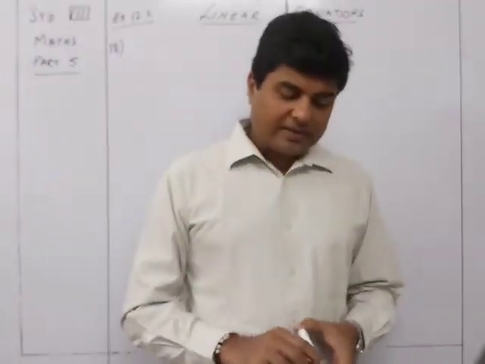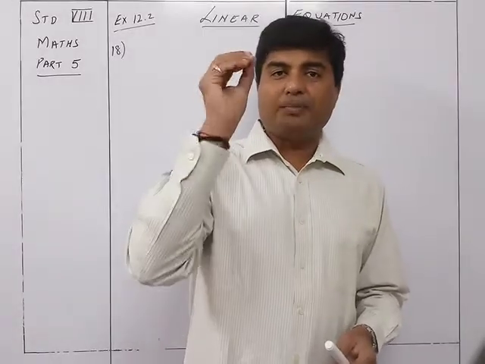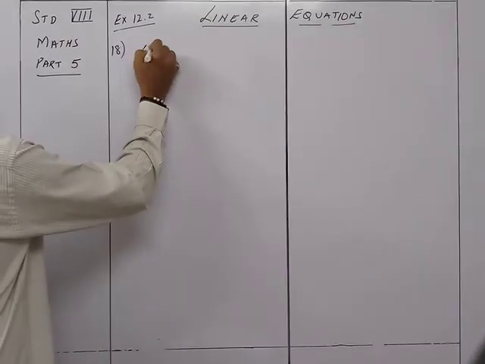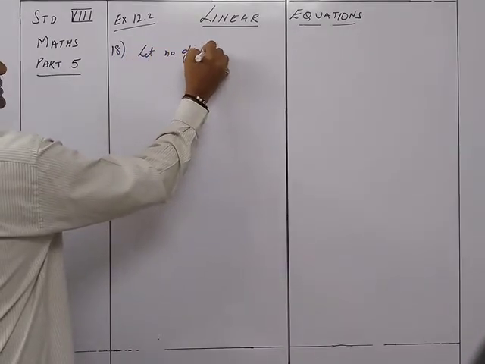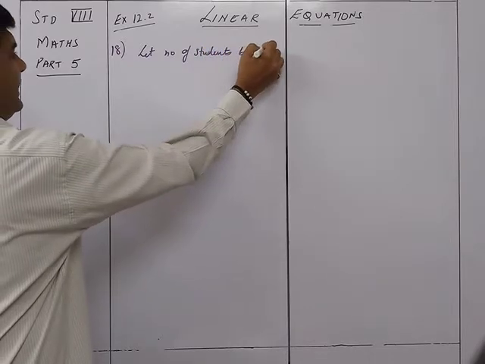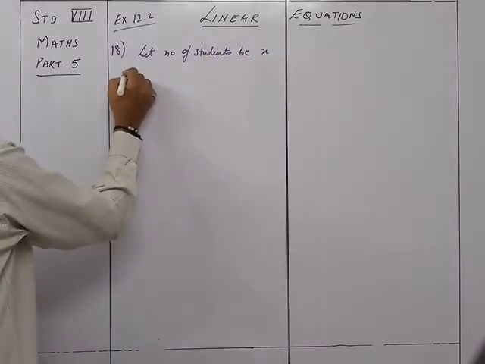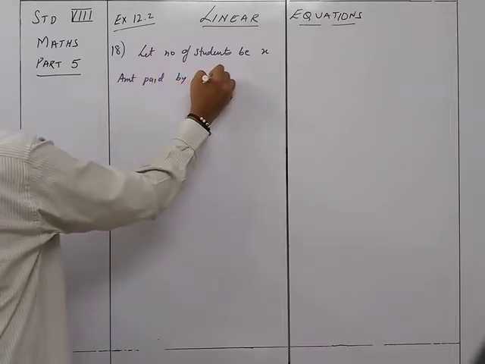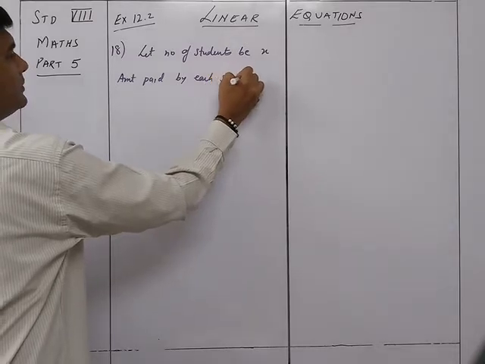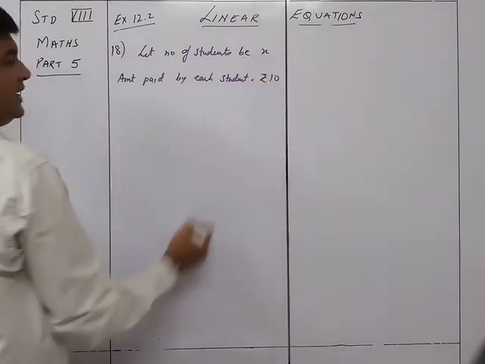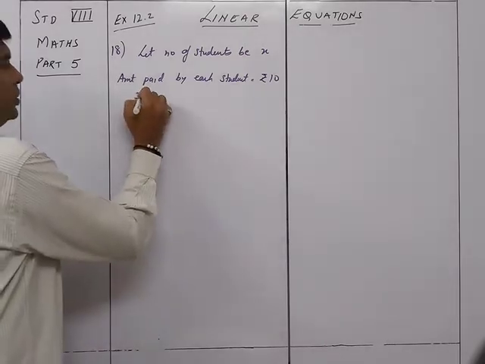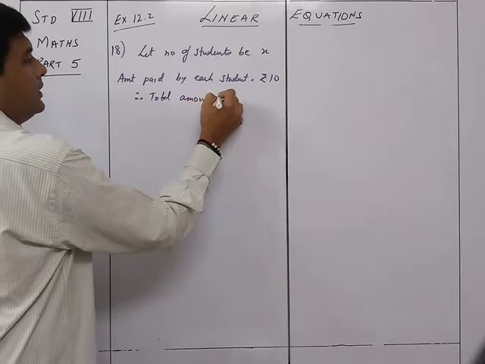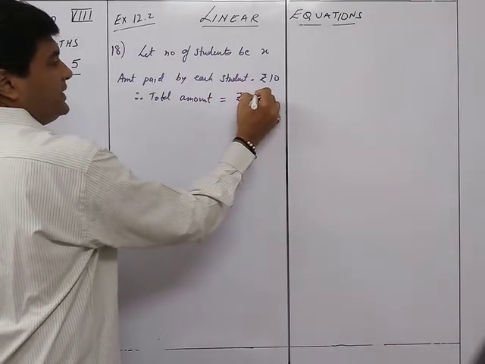So we'll do one thing. We'll consider the number of students originally being there as X. Okay, so let the number of students be X. Now, the amount paid by each student is equal to rupees 10 initially. Therefore, the total amount is equal to rupees 10x.